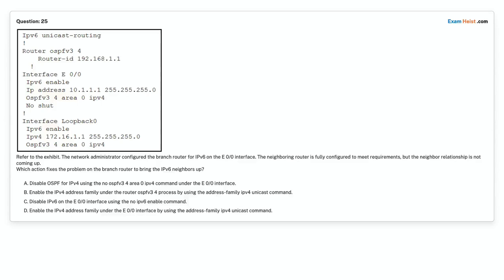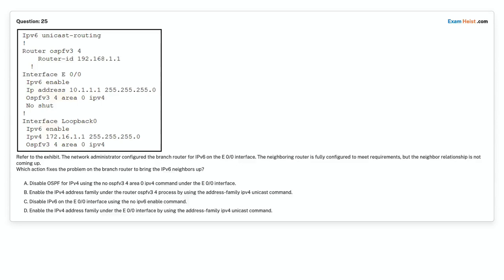Option A. Disable OSPF for IPv4 using the no ospfv3 area 0 ipv4 command under the Ethernet 0/0 interface. Option B. Enable the IPv4 address family under the router OSPFv3 process by using the address-family ipv4 unicast command.